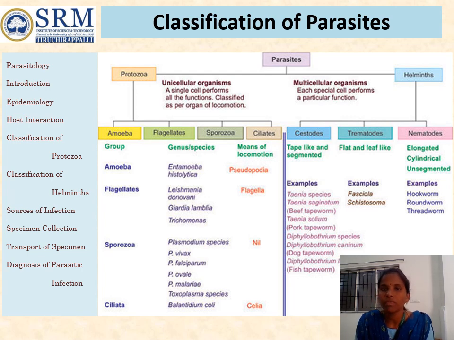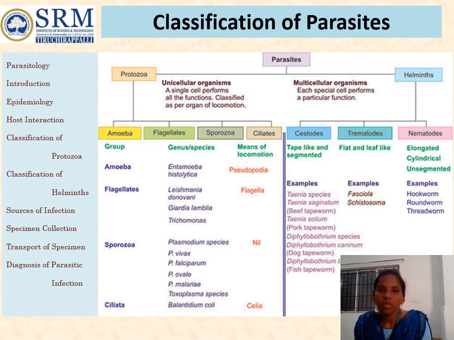One is protozoal forms and the second is helminths. Protozoans, as already discussed, are unicellular. Helminths belong to the multicellular organisms. In the protozoa there are four major classifications. One is the amoeba group, the second is flagellates, the third is sporozoa, and the fourth is ciliates.